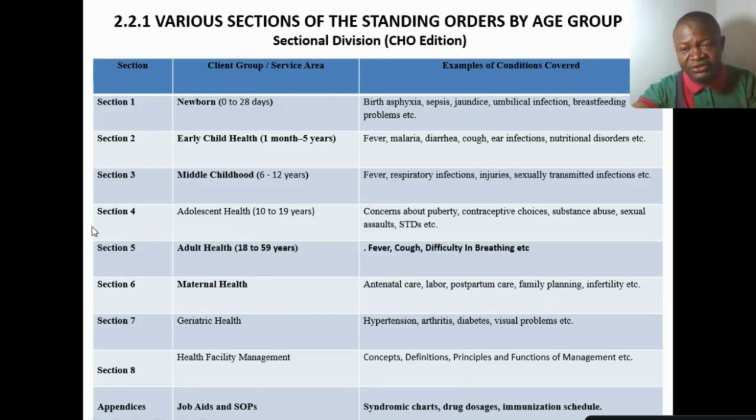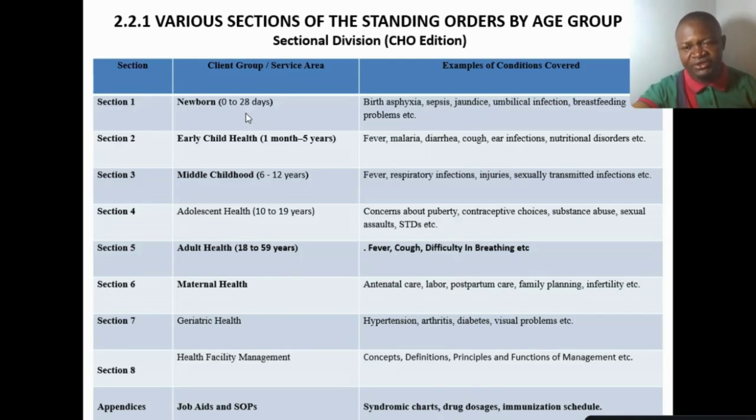Okay, so you see section one here, and it's for newborns, 0 to 28 days. Examples of cases that are covered here include birth asphyxia, sepsis, jaundice, umbilical cord infection, and the rest of them. So the moment a newborn is brought, a baby under the age of 28 days, you have no business with any other section except section one.